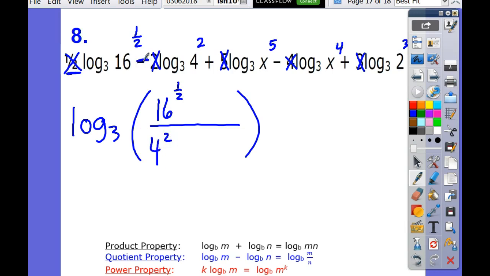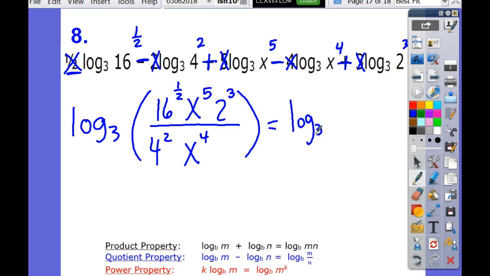What about x to the 5th power? X to the 5th power is going to be on top because that's an adding sign. What about x to the 4th power? It goes on the bottom because that's a subtraction sign. What about 2 to the 3rd power? 2 to the 3rd power is on top because this is a multiplication sign.